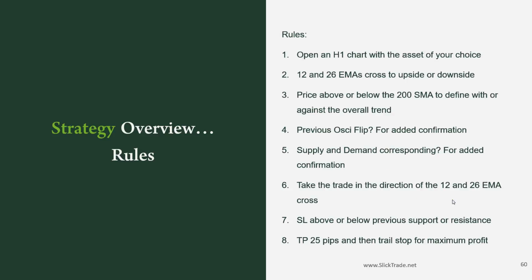Number 5, supply and demand, is it corresponding? This is again for added confirmation. Is price down at a demand level, and has the cross occurred to the upside from there? If it has, go ahead and enter that trade. If it's up in a supply zone and price has moving averages across to the downside, enter that trade.